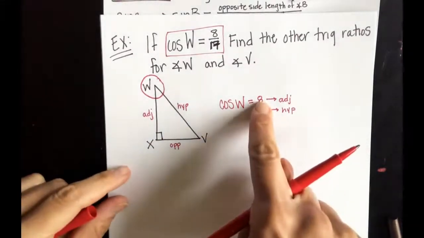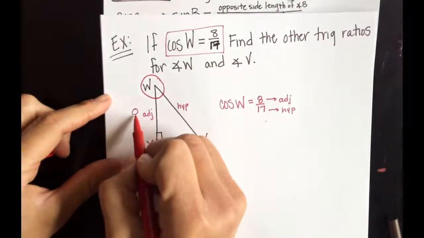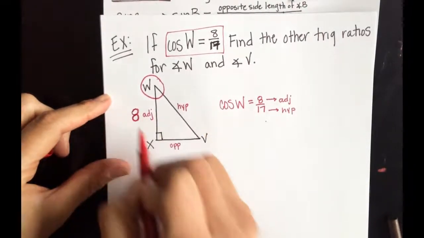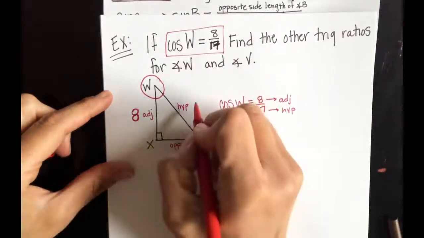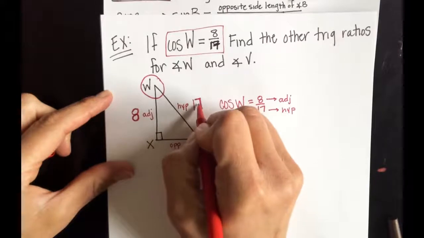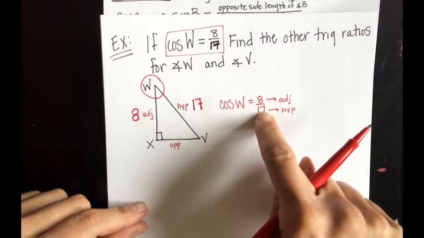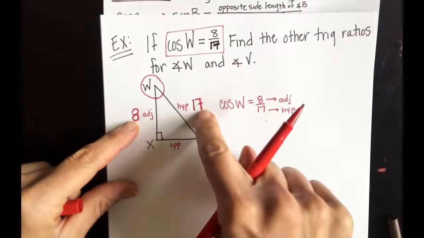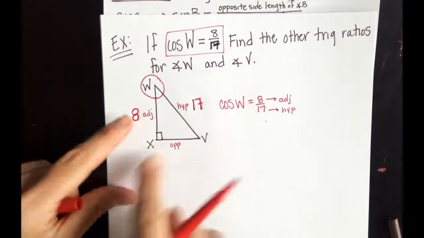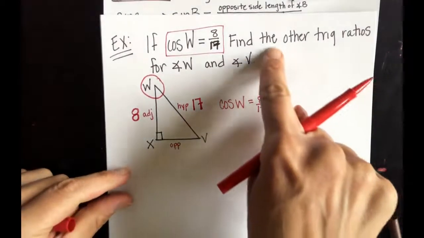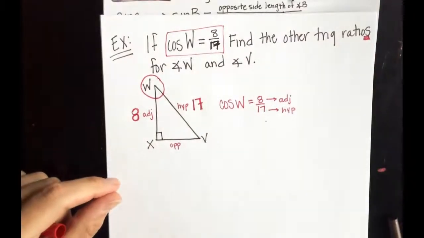So if I was to put these two numbers into my picture, this side has to be 8, because that's what this ratio is telling me. And this guy has to be 17, because that's what the ratio told me. Adjacent over hypotenuse, adjacent and hypotenuse. Which means I got to figure out what this last side is in order for me to find the other trig ratios.